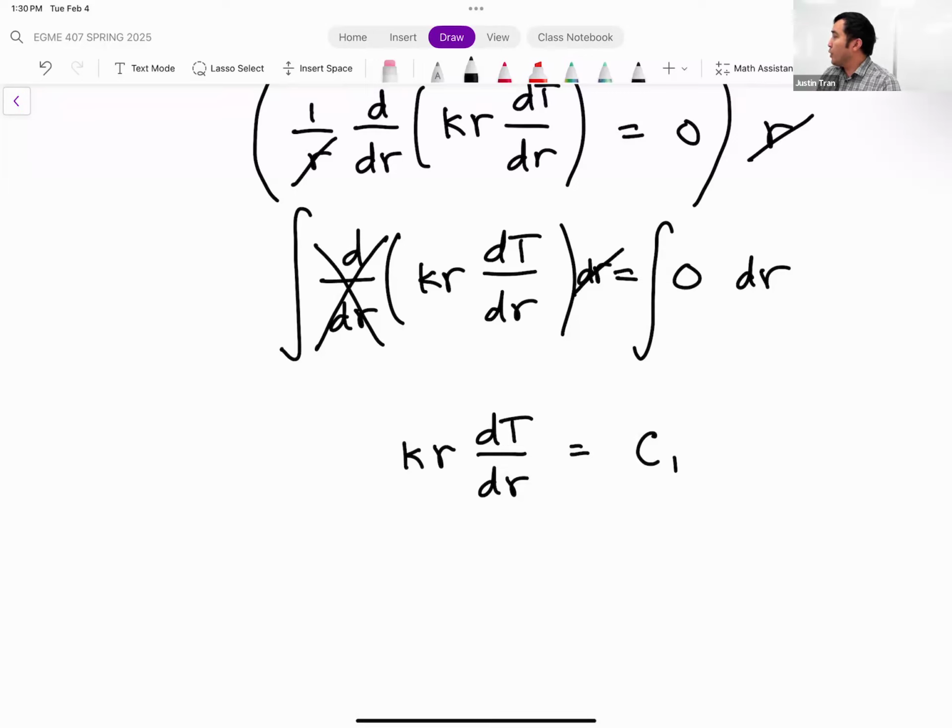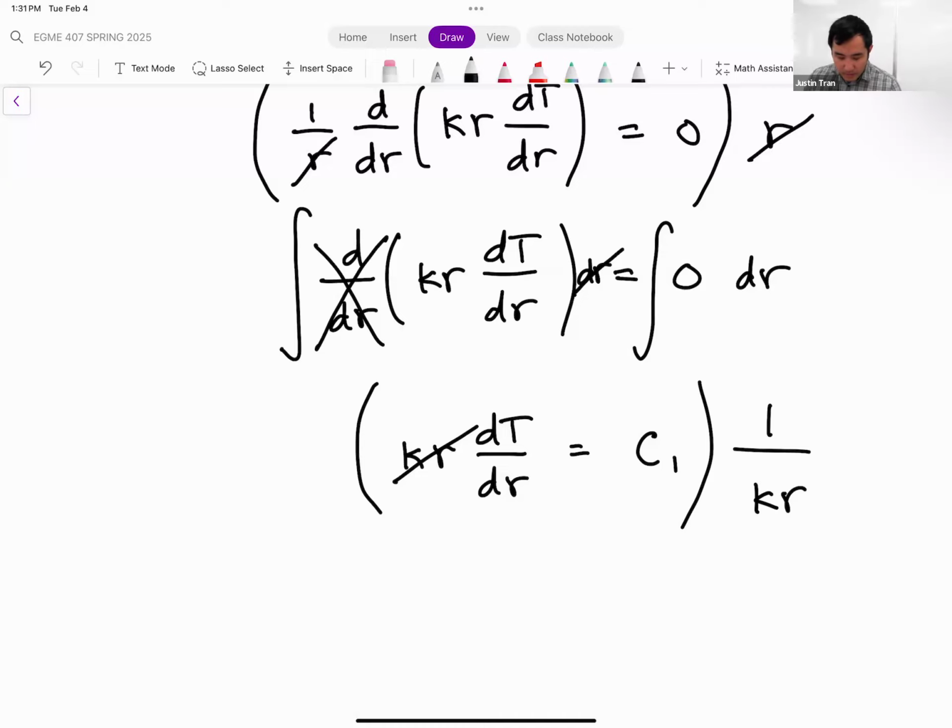All right. We need to integrate one more time to cancel out that last derivative, but we can't right now because we have that kr in front. And so let's divide this entire equation by kr. So dividing by kr on both sides of the equation is going to cancel out over there.